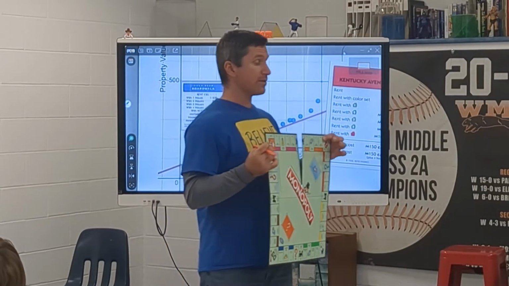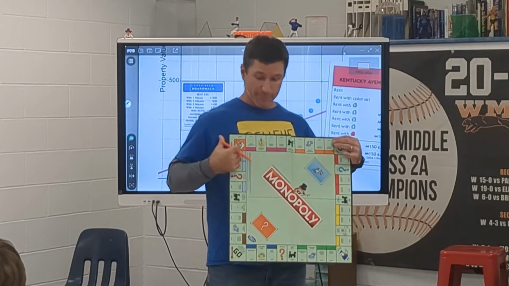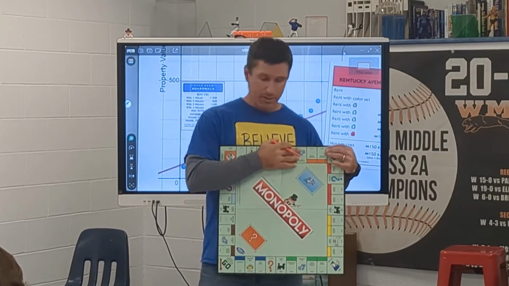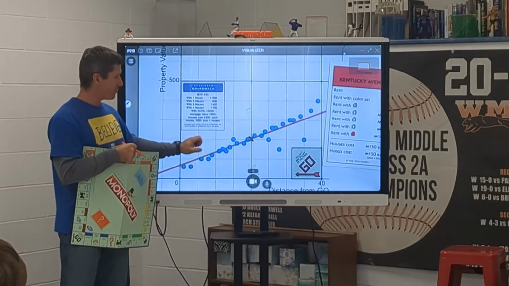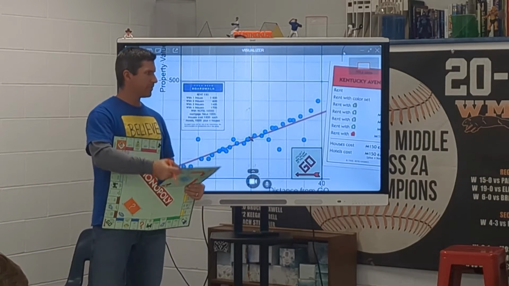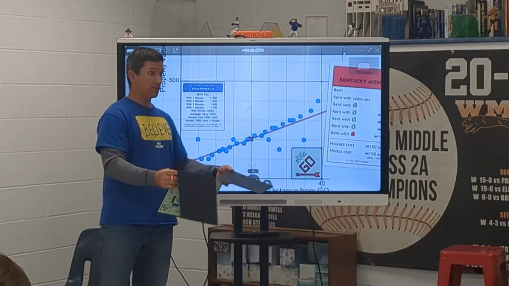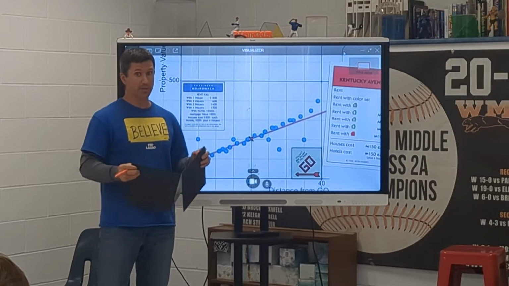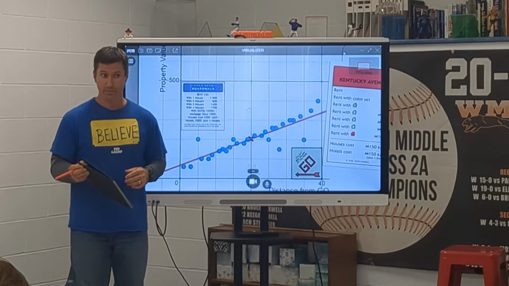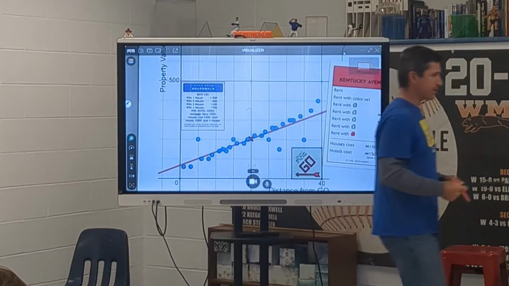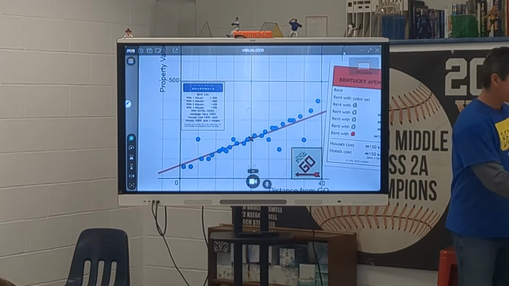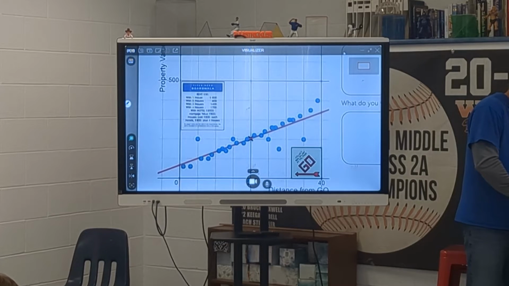Does everybody understand how the points are plotted now? If you just count distance from Go and look at the property value, that creates those two values. And then you have a scatter plot, which I was talking to Annie about, she thought it was fairly strong. Does everybody agree that's a strong correlation? Yeah, I think so too. How strong? I don't know. Let's take a guess. Strong.